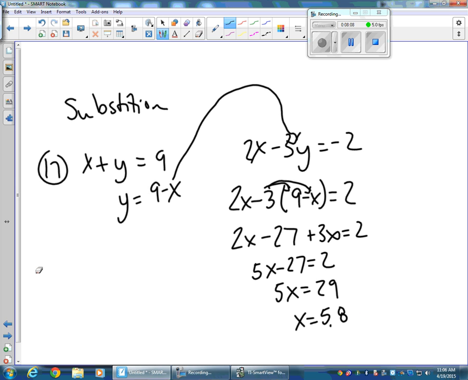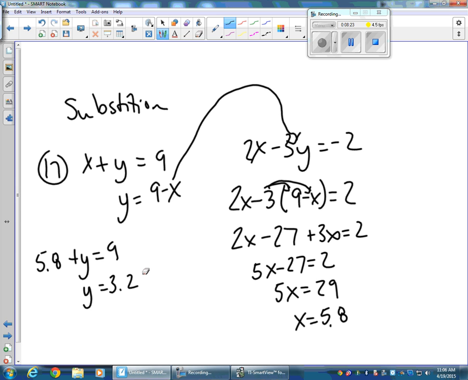If x is 5.8, go back to your problem over here. If x is 5.8, what's y going to be? 5.8 plus what is 9? So y would have to be 3.2.